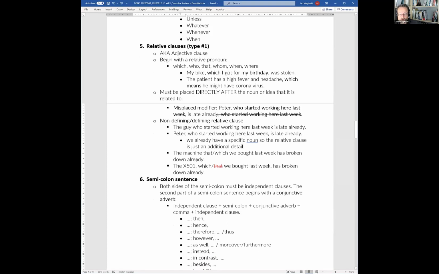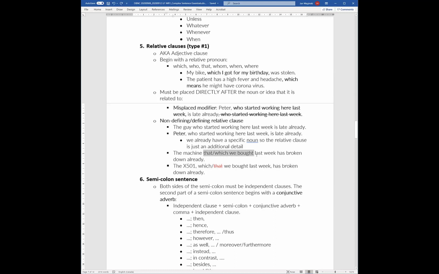It's the same for stuff. So we use who for people. I say the machine that we bought last week is broken down already. I can say that, or I can say which, but the machine is non-specific. We need this piece of information to know which machine you're talking about. But if it's a specific machine, the X501, which we bought last week, that's an extra detail, has broken down already. You're going to put the commas in.